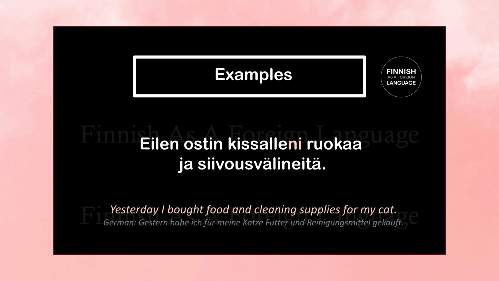So, eilen means yesterday. Ostin is the first person singular past tense of the verb ostaa, which means to buy. Kissalleni means here for my cat. It's a combination of kissa plus lle plus ni. Literally it means to my cat, but in English you would rather say for my cat. Ruoka here means food, standing here in the partitive case. Why? Because we're talking about an uncountable amount of food. Ja means and siivousvälineitä means cleaning supplies. Eilen ostin kissalleni ruokaa ja siivousvälineitä. The possessive suffix here is ni.